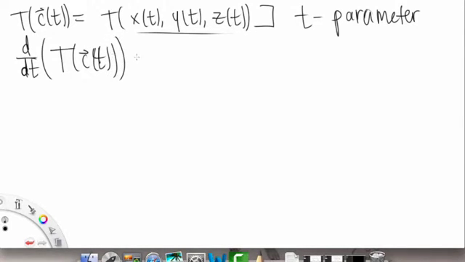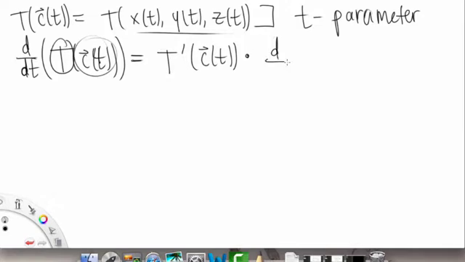On the right side, we're going to implement the chain rule, because we have this outer function to differentiate plus the inner one that is composed inside of it. So we're going to differentiate the outer function, keep the inner function the same, and then differentiate that inner function. So then we have dT of c of t.